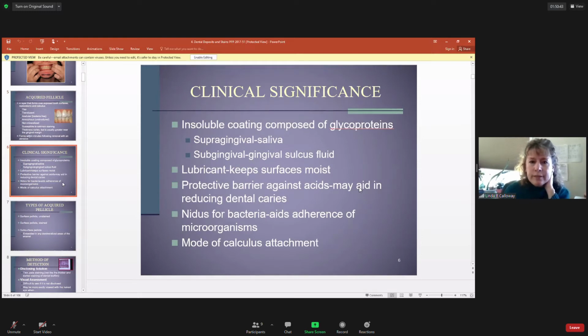The significance of the acquired pellicle. It's composed of glycoproteins, which is supragingival saliva, and subgingival sulcus fluid, right? Crevicular fluid. It keeps the surface moist. It's a protective barrier against acids, and it may aid in reducing dental caries. The nidus for bacteria aids adherence of microorganisms. It's the mode by which bacteria attaches to the tooth. So it's bacteria-free, it's acellular, but bacteria will attach to this coating. And it's a mode of calculus attachment.